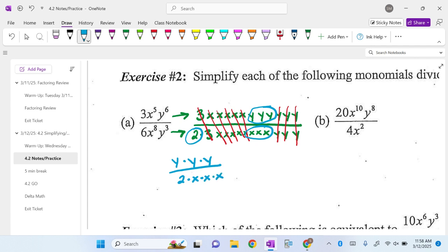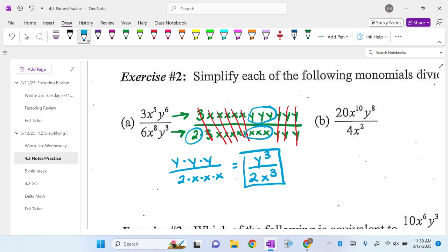So in other words, it'll be y times y times y over 2 times x times x times x. Which if I combine all the y's and x's together, 3 y's being multiplied together is the same thing as what? Y cubed. And then we have 2 times, if we have 3 x's, what's that equivalent to? X cubed. And guess what? You just simplified those two binomials.